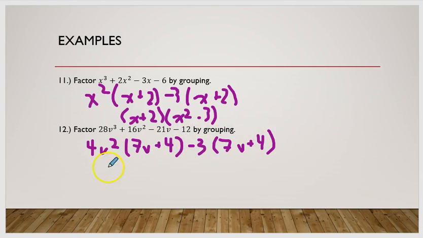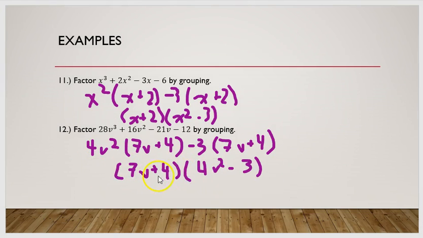So since my parentheses match, I write what's inside the parentheses and what's outside the parentheses separately. So now I have 4v squared minus 3. And remember, if you're not comfortable or not confident that your answer is correct, just FOIL it back out and make sure it matches your original question.